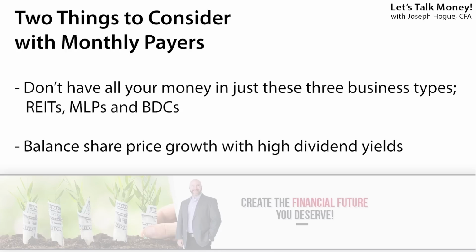Now, finding these monthly dividend stocks is pretty easy with any stock screener or a Google search on monthly payers. What I want you to consider when you're using this strategy, though, are just a couple of points. First is to make sure that you spread your dividend portfolio across different sectors and different business types. That probably means only having a chunk of your dividend investments in these monthly payers, since they're mostly in those REITs, MLPs, and the business development corporations.